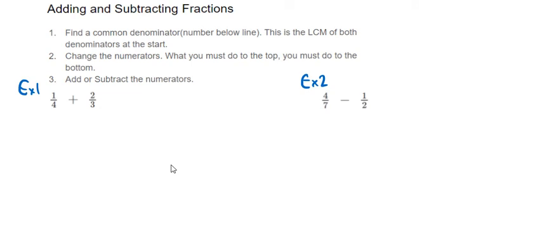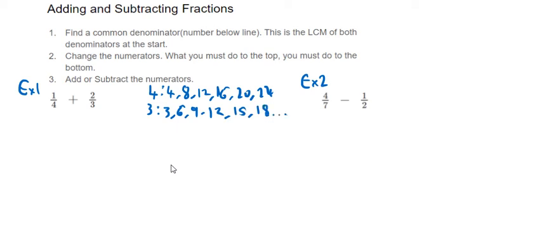So if I take the LCM of 4 and 3, I'm just listing out multiples of 4. So 4, 8, 12, 16, 20, 24, and so on. Multiples of 3 are 3, 6, 9, 12, 15, 18. So I can see in both of my lists here that the lowest number that's in both of them is 12. So 12 is going to be your common denominator here.